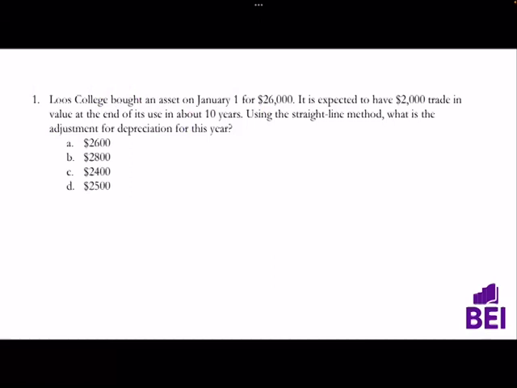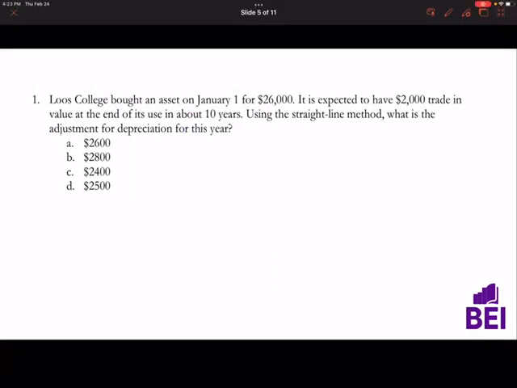So the first one is: Lou's College bought an asset on January 1st for $26,000. It is expected to have a $2,000 trade-in value at the end of its use in about 10 years. Using the straight line method, what is the adjustment for depreciation for this year? So let's take out some of the values here. We know that the asset is bought for $26,000, so that will be our asset value. And we know the trade-in value, which is also the salvage value, as I said earlier, is $2,000, and it's going to be useful for about 10 years. So this will be the estimated useful life.